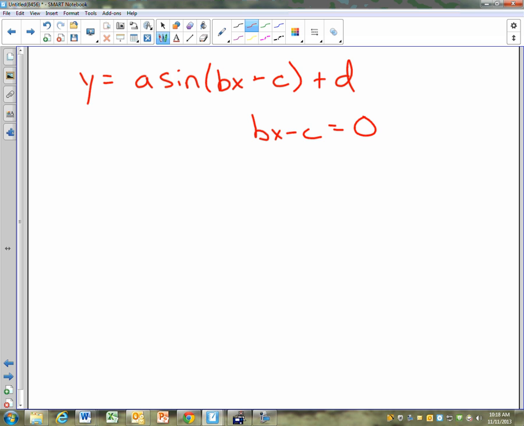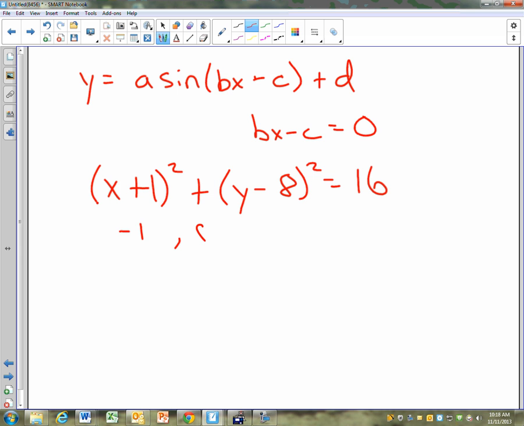Remember, you guys, when we did circles, we did x plus 1 quantity squared plus y minus 8 quantity squared is equal to 16. And that's the equation for a circle. What was the center of that circle? -1, +8. It wasn't 1, -8. Okay? So it's the same type of principle that we're working with here.